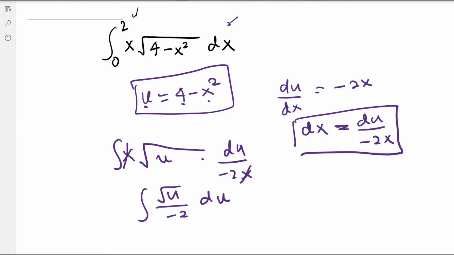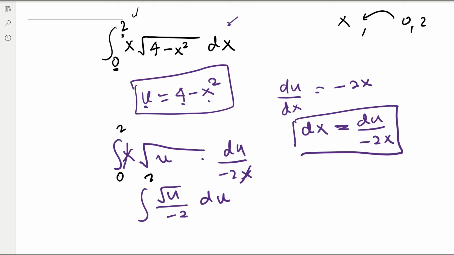Now that's not the only thing we have to do here. If this was an indefinite integral, well, yes, fine, but this is a definite integral. We have limits. If we say this integral is also from 0 to 2, that's wrong, because 0 and 2 belong to x. Remember that. The limits belong to x. That means x values are between 0 and 2.